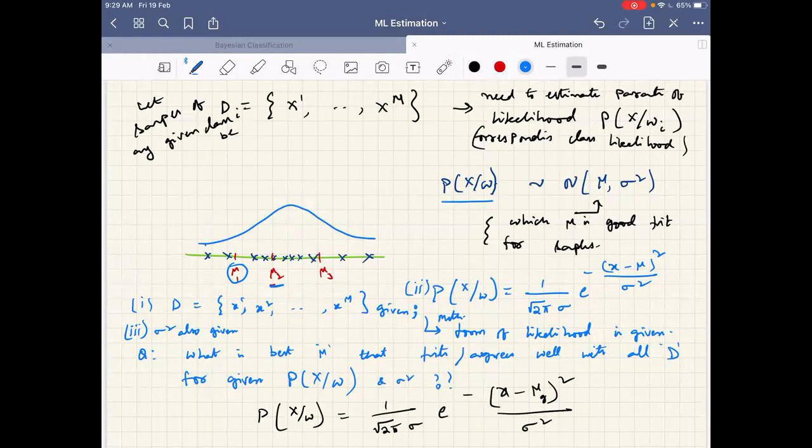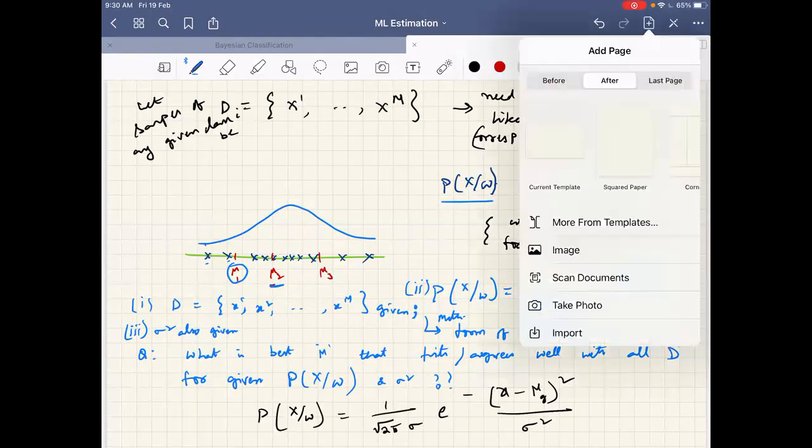If I keep substituting these samples, then p of x given omega should be maximized for mu. Maximized for only one sample, or which sample? All these put together. That means if I put all the samples in the product of these likelihoods, it has to be maximum. All the samples have to satisfy this. Let me move on to the next page.